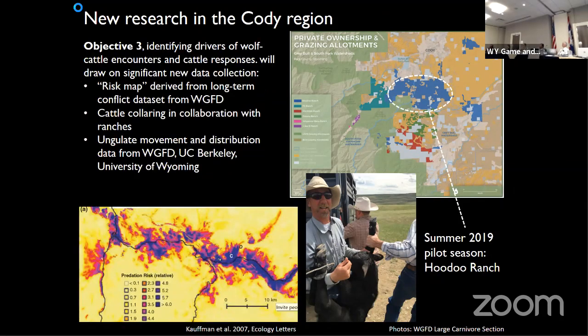Third objective takes those patterns of risk and would again use cattle collaring to ask questions about whether and how cattle perceive risk and respond behaviorally to that risk. And again, we'll be starting with a pilot season this summer.